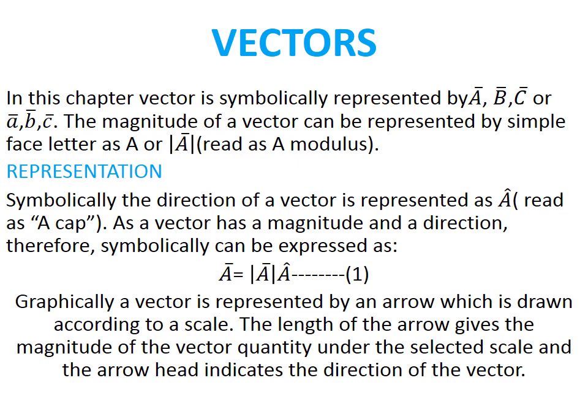Read as A cap. As a vector has a magnitude and a direction, therefore symbolically we can express it as A bar is equal to mod of A into A cap. This is equation number 1. Graphically, a vector is represented by an arrow which is drawn according to a scale. The length of the arrow gives the magnitude of the vector quantity under the selected scale, and the arrowhead indicates the direction of the vector.